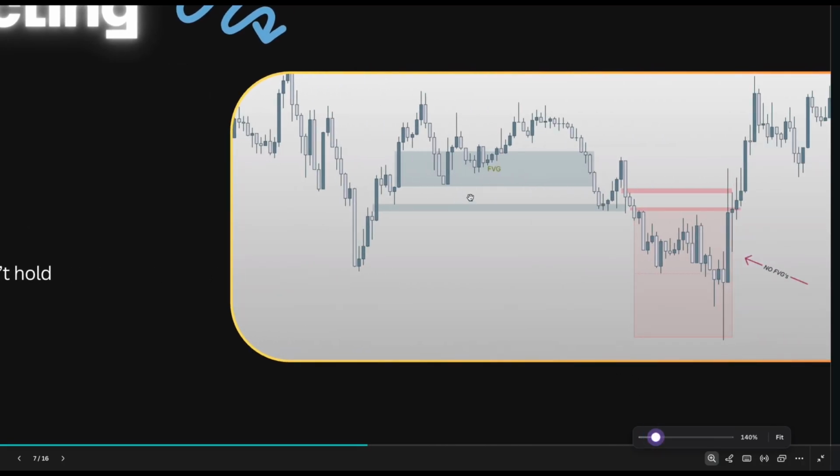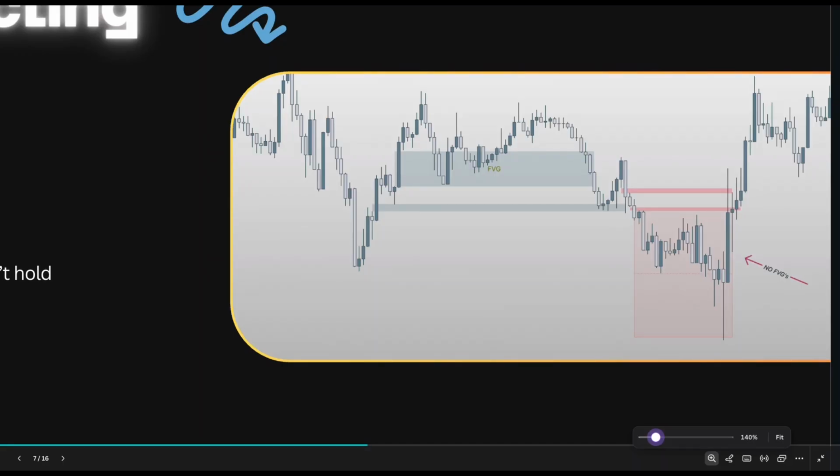Now, here in this example, you can see that I have some bullish fair value gaps that did not hold, right? I have two right here. And then I also have some bearish fair value gaps that also marked up, but guess what? They didn't hold either. And here there was a moment where price didn't even show any fair value gaps, which means consolidation. So ladies and gents, be very careful.